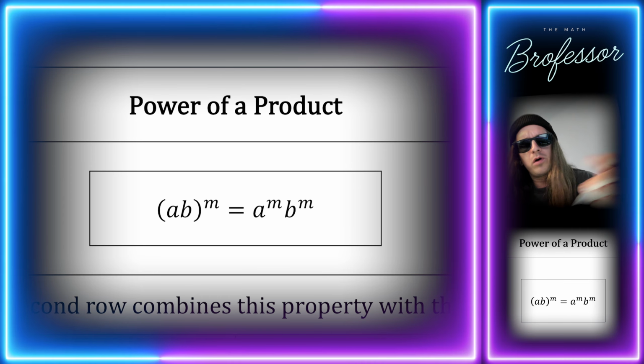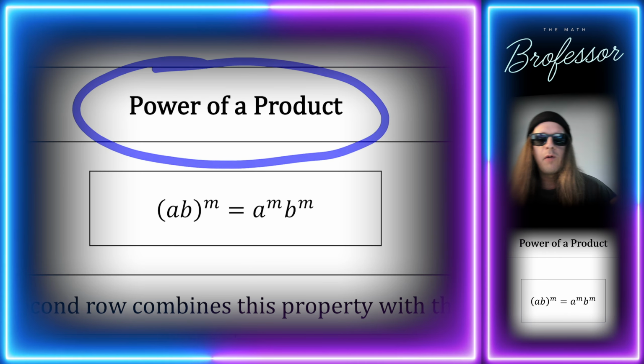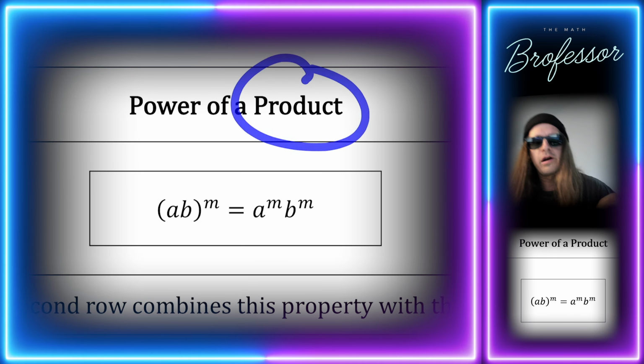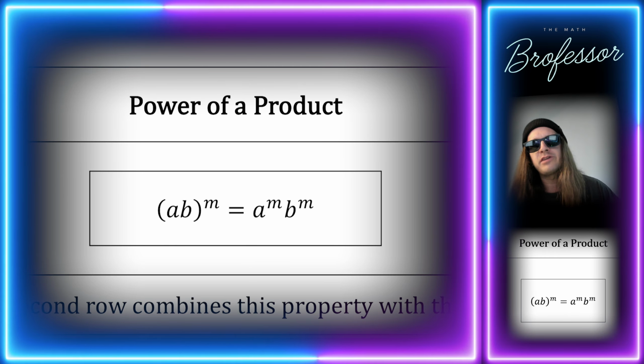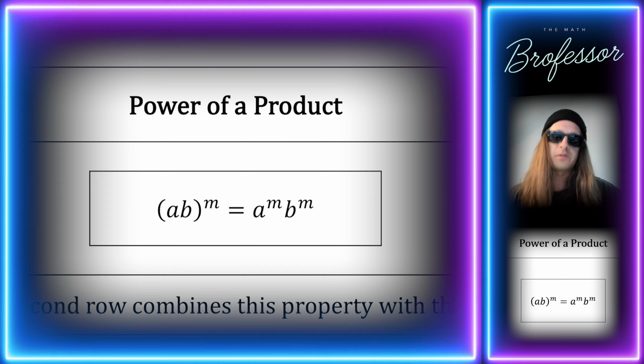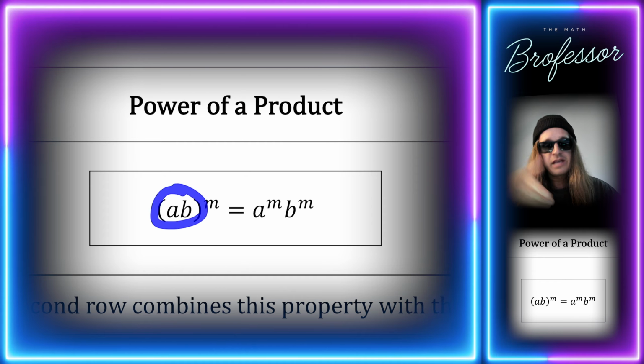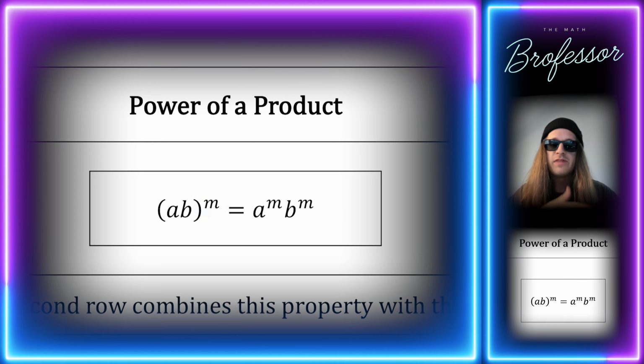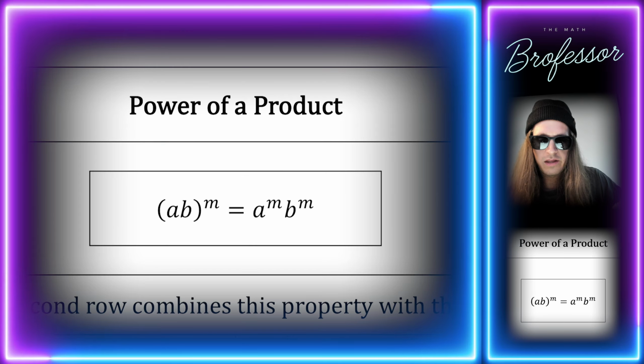So, real quick, a word about the names of these things. Power of a product. Okay, what does product mean? Like if I add two things, I get their sum. If I subtract two things, I get their difference. If I multiply two things, I get their product, right? Product is the word for multiplication. AB, that means A times B. So this little thing that I've highlighted, that's a product. And then we have a power of that thing. So that's why this is called power of a product, right? These things are named for what they are.